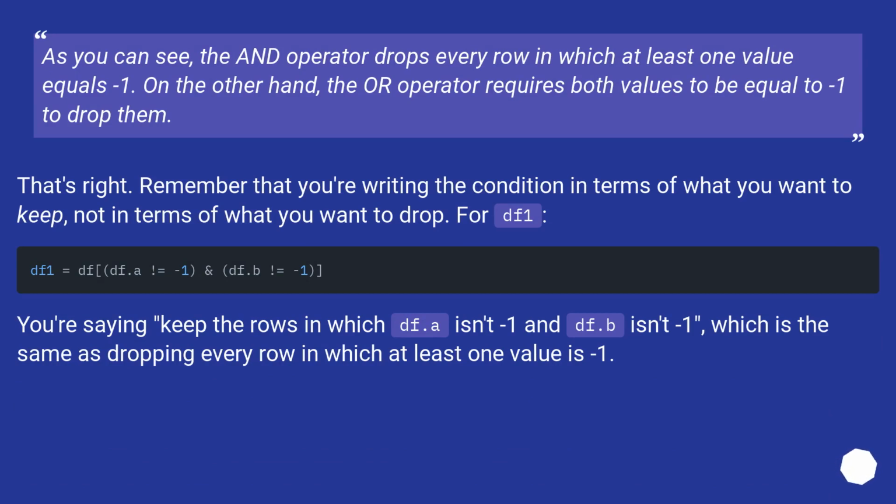That's right! Remember that you're writing the condition in terms of what you want to keep, not in terms of what you want to drop. For df1, you're saying keep the rows in which df.a is not -1 and df.b is not -1, which is the same as dropping every row in which at least one value is -1.